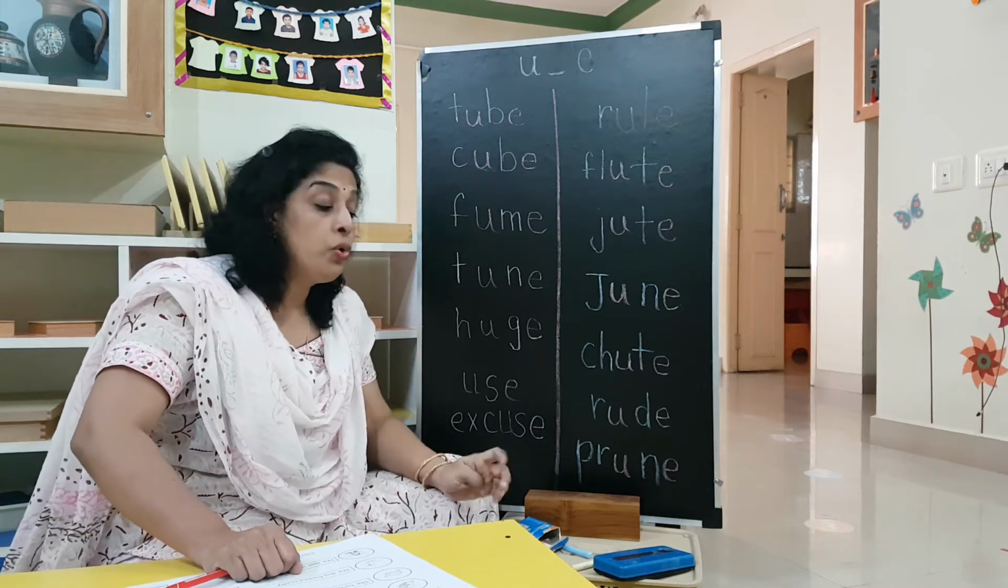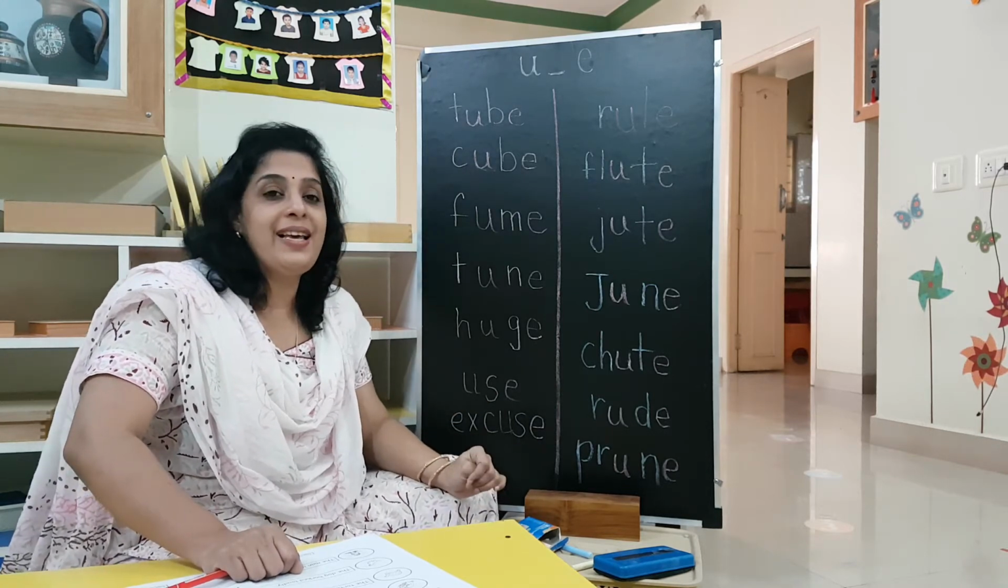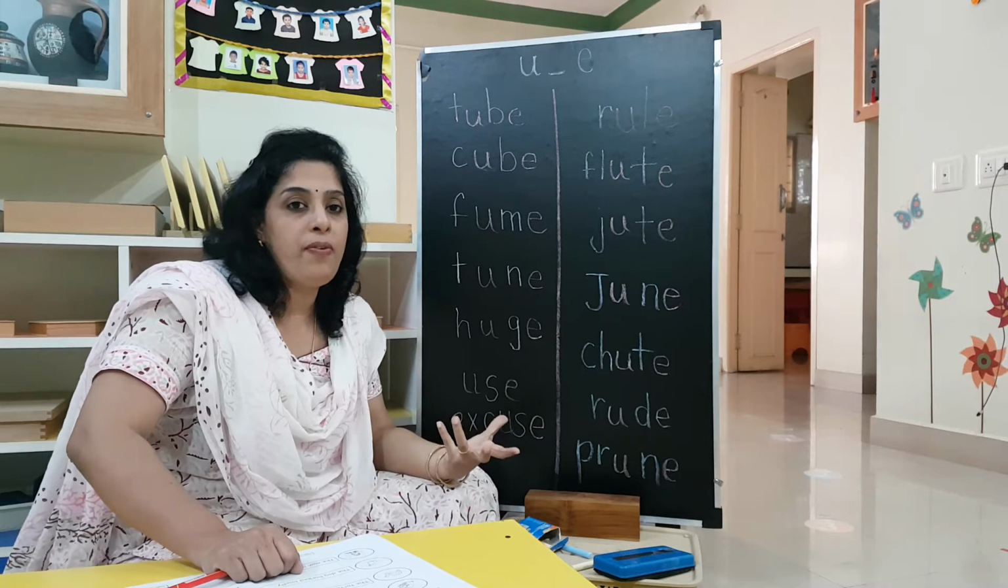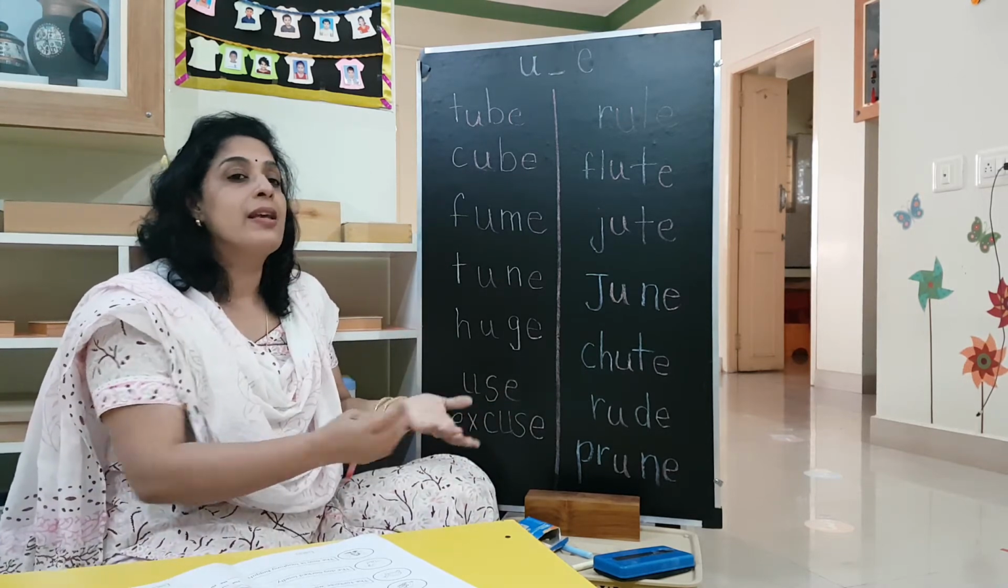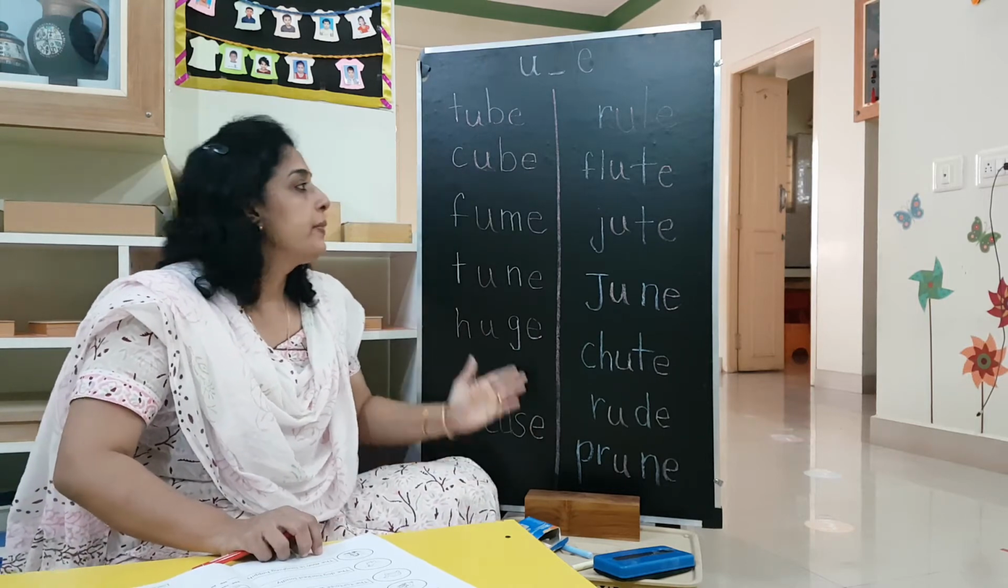Next one. Cube. Excellent. The cube, the shape of a cube. You know what it is, right? Yeah, it has squares on all sides. So you call it a cube. Next one.